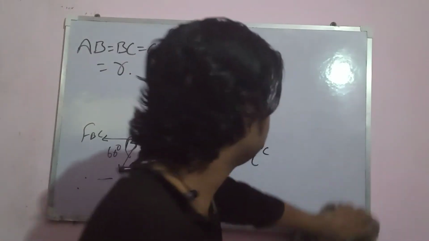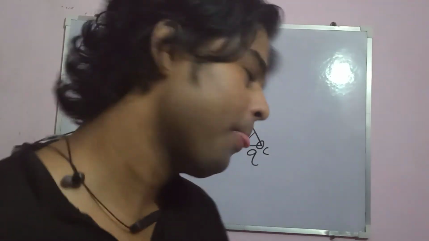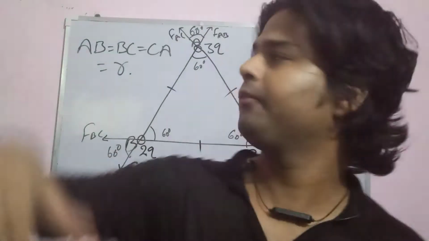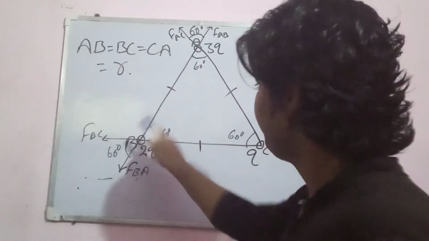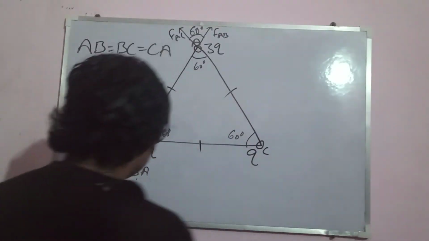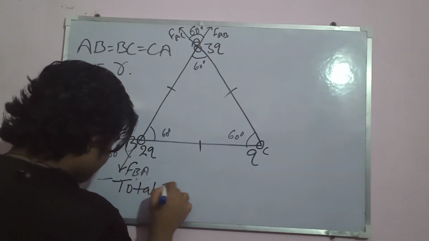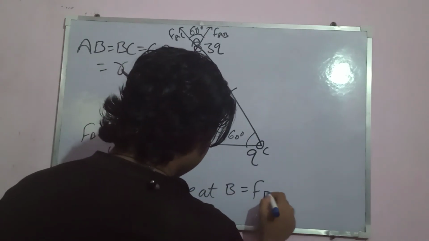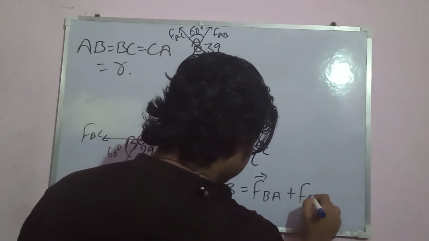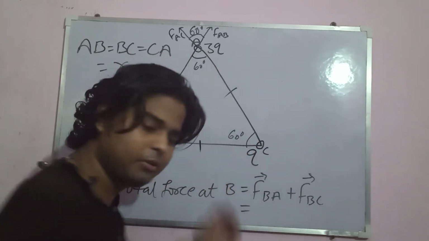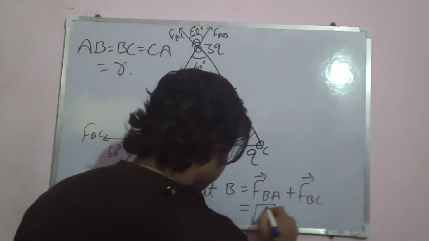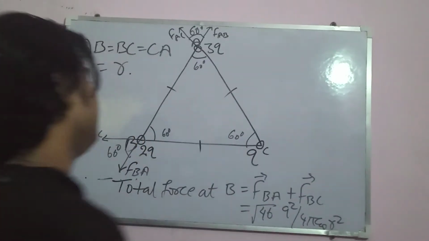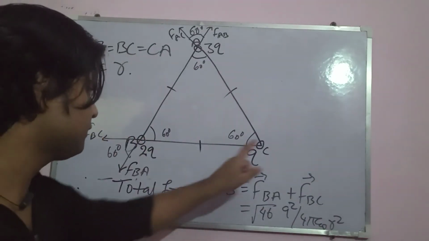See this. Force on B. Similarly, we'll have to go through the same procedure we have done for the force at A. We get the force on B. Total force at B is equal to FBA vector addition FBC, and that is equal to root 46 q squared by 4 pi epsilon naught r squared. And I'll have to go through the same process for C also to calculate the total force at C.